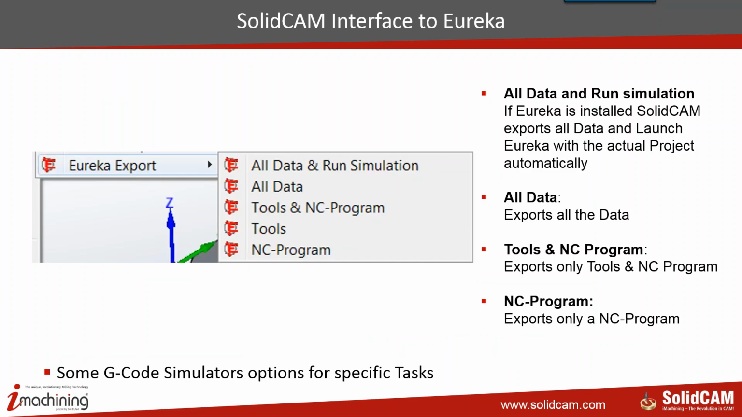The interface has some options for specific tasks. The main option is to export all the data and run the simulation. For other tasks, we add, let's say, some updates, where we only add exported data, or we generate a separate tool table if there are some tool changes, or if we only update an NC program, and for some special cases.